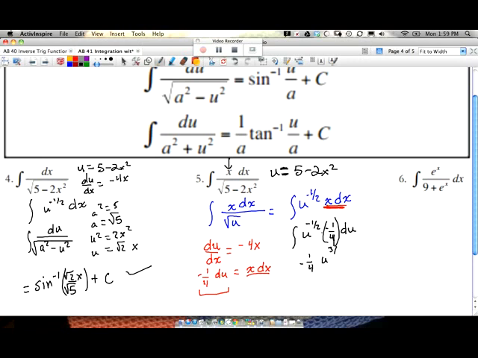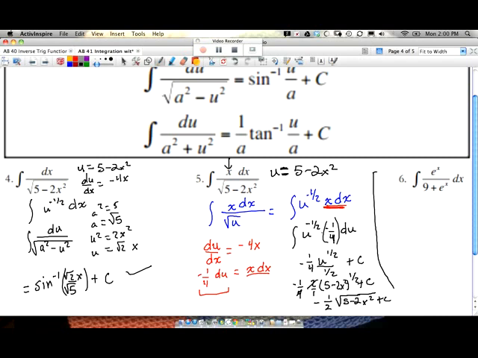In reality, what would that be? That's u to the positive 1/2 over 1/2. Now, if it's divided by 1/2, plus c, of course, that really means it's going to be times 2 over 1. Then we got u to the 1/2, and u in this case is 5 minus 2x squared. Then these two parts simplify. We'd have negative 1 over 2 times square root of 5 minus 2x squared plus c. All right.